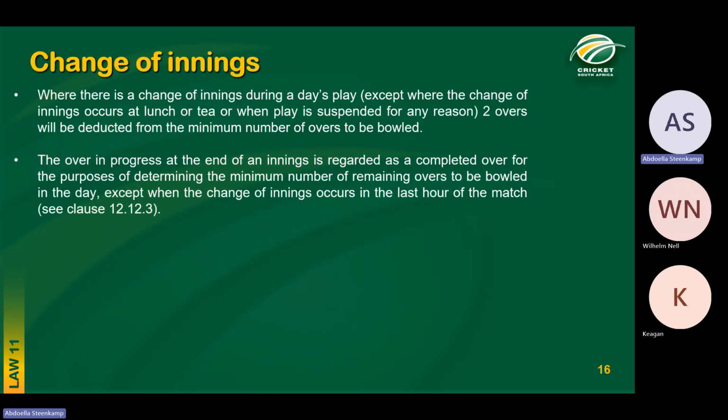So now to calculate the overs remaining for the day, and let's assume this didn't happen during a lunch or a tea, you take your total overs, 104, you subtract your 65 that was bowled, and subtract 2 for the innings, and you'll get an answer. We're going to do a few examples later on, but I'm just showing you how the theory works.